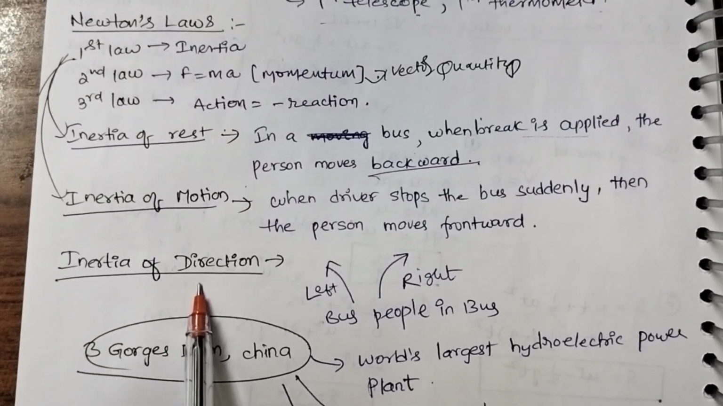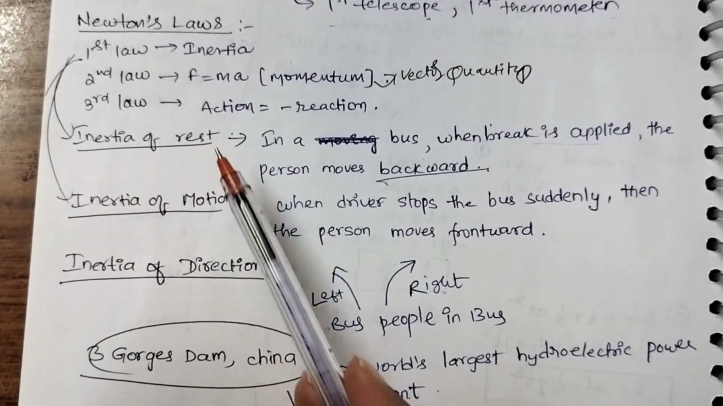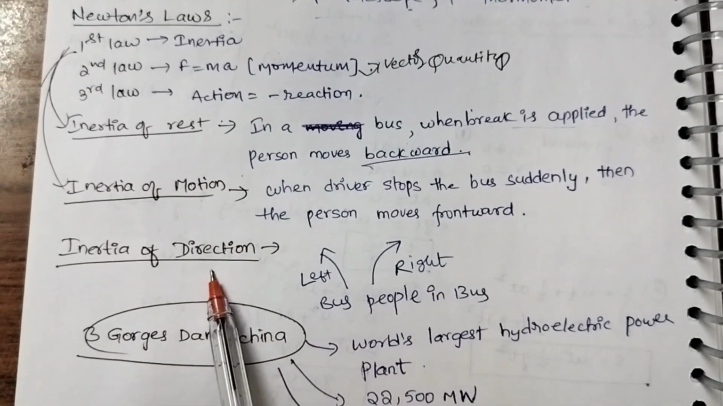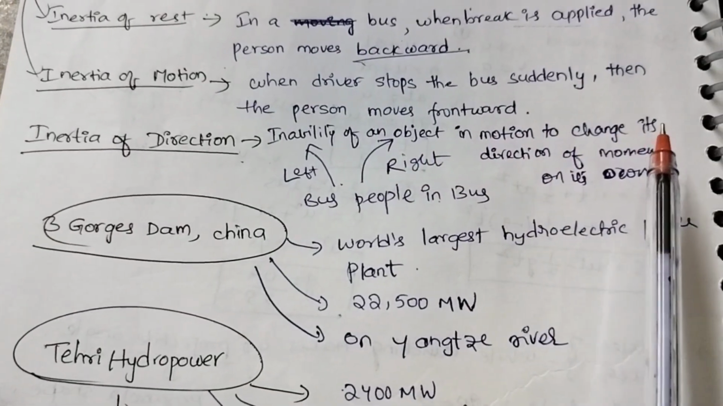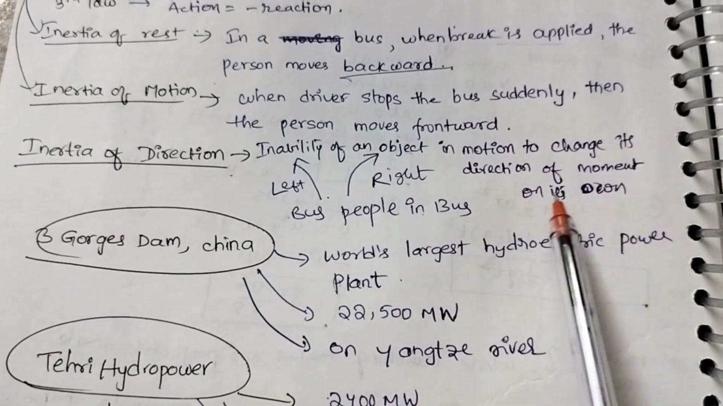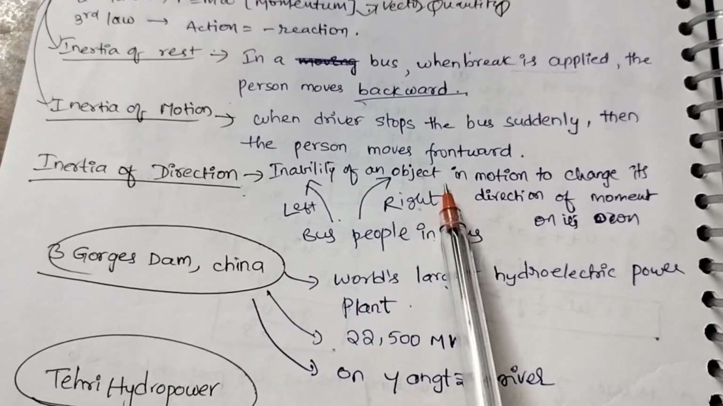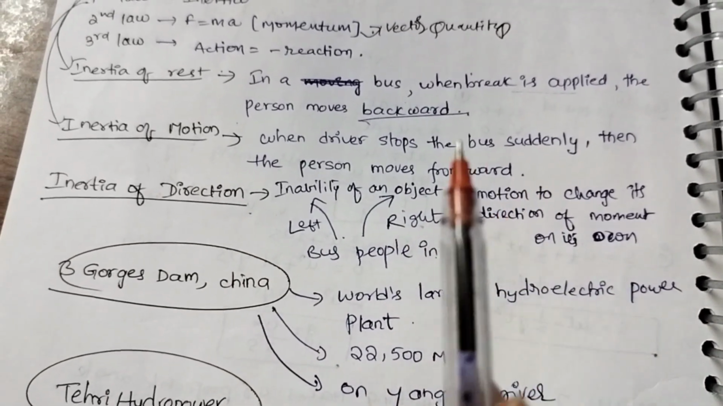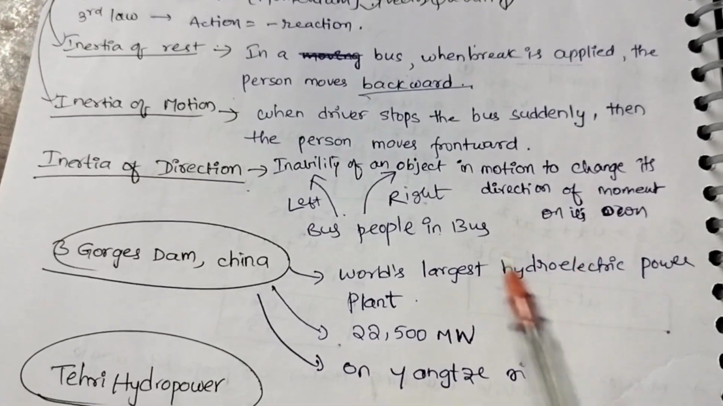Next is inertia of direction. The first law has inertia of rest, inertia of motion and inertia of direction. Inertia of direction is the inability of an object in motion to change its direction of movement on its own. The people in the bus, when they sit on the left side and right side, pretend to change the direction on their own.